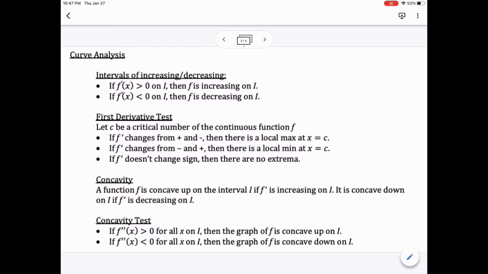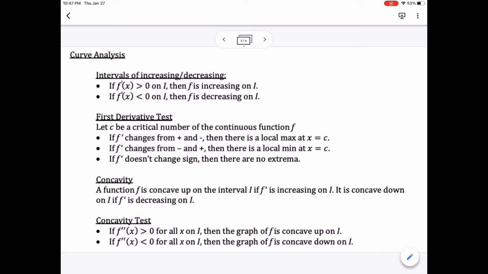The First Derivative Test also tells us, let c be a critical number on the continuous function. If the derivative is changing from positive to negative, that means there's a local max. If it's going from negative to positive, that means there's a local min. And if there's no change, that means there's no extrema there.